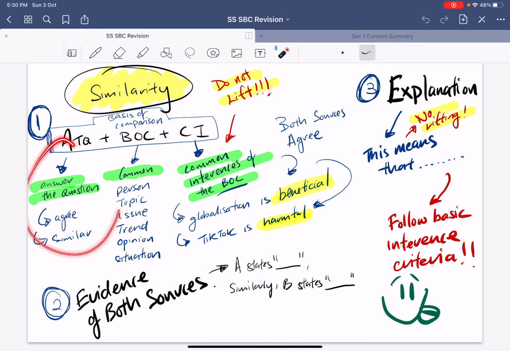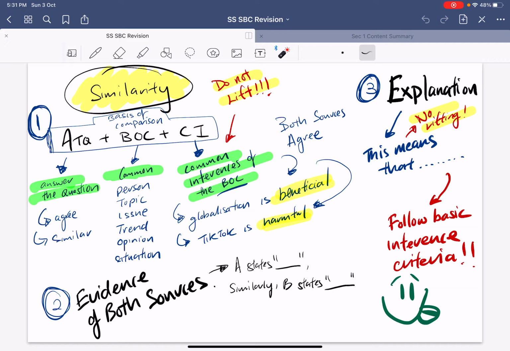So ATQ is answer the question, right? It depends on how they ask you. If they say does A agree with B regarding this thing, then you have to write agree. Yes, both agree. I'm answering the question using the same word, agree. If they just ask how similar are these two sources, then all you need to write is the word similar. These two sources are similar.